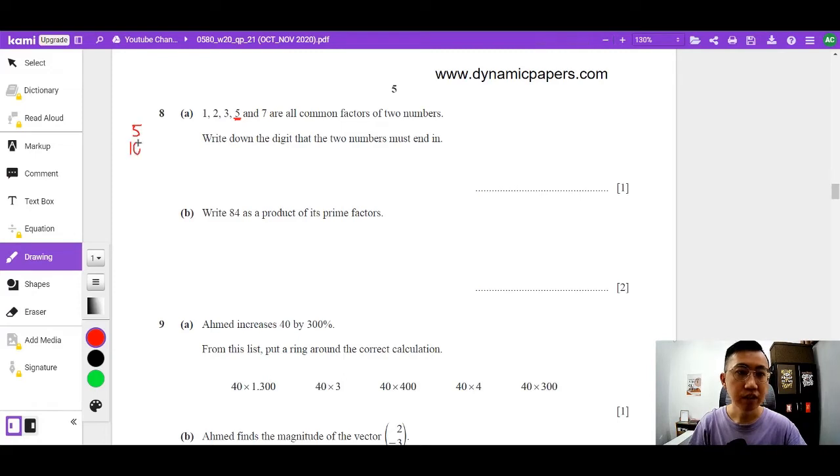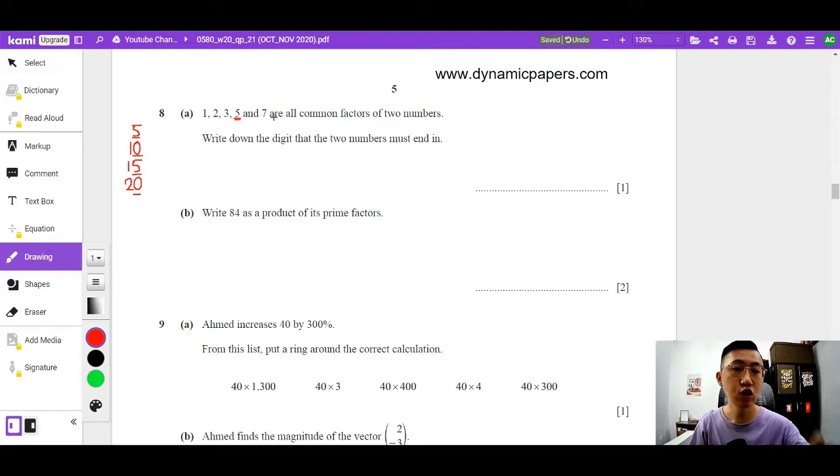5, 10, 15, 20. These are the numbers that you can actually divide by 5, and you can see the pattern. They have to usually end with the number 5 or 0. Can you see that? So anything that is divisible by 5, you are either ending with 5 or 0. That is the first clue.